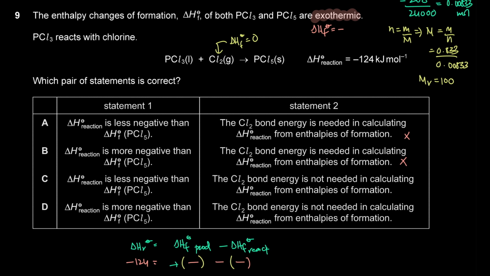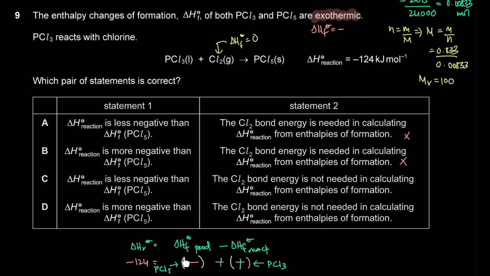Again, PCl5 is your product and PCl3 is your reactant, right? Now, if you subtract a negative value, this term becomes positive, right? This term over here becomes positive. And if the overall enthalpy change of the reaction is negative, it means that if I take this negative value, and I make it less negative, or I add a positive value to it, then I get negative 124.